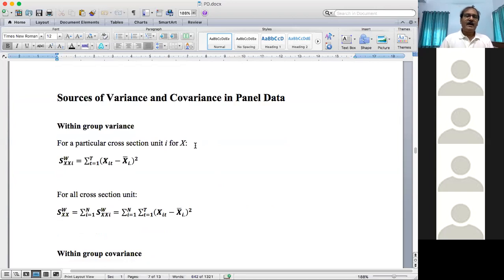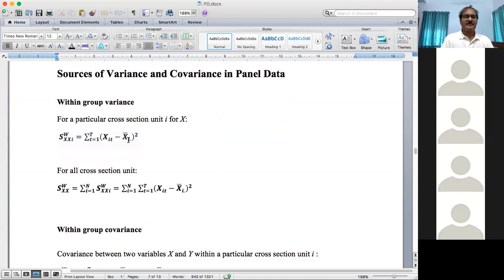So as we have calculated the within group mean, by using the within group mean x bar i dot, we can calculate the within group variance. You know the formula for variance. This is the sum of squares which is used in calculating a variance. And you are familiar with the symbol capital S, suffix XX, like XY, etc. We have used this kind of symbol earlier in our multiple linear regression model. So we are using similar symbols to understand the different issues of panel data.